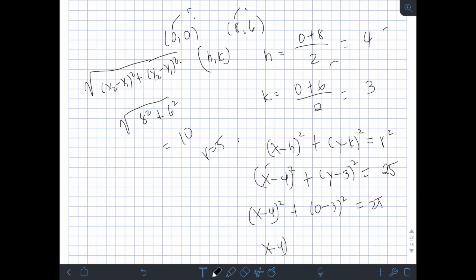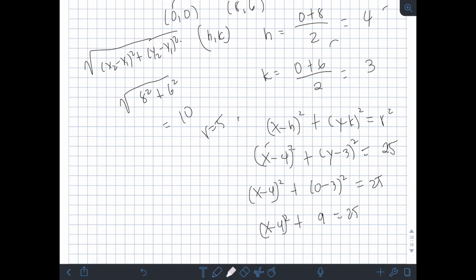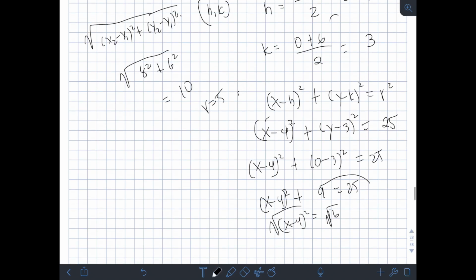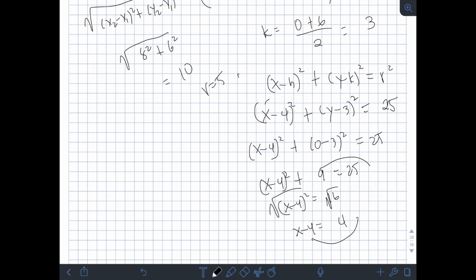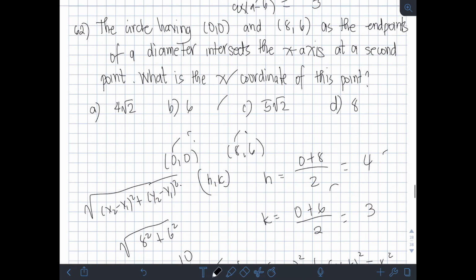So, we have (x - 4)² plus 0 minus 3 is negative 3, tas squared pa natin is 9, equals 25. So, transpose natin si 9. So, (x - 4)² is equal to 25 minus 9 is 16. Tapos, square root natin both sides, we have x minus 4 is equal to 4. And transpose natin dito si negative 4, we have x is equal to 4 plus 4 or simply 8. So, therefore, the x-coordinate is 8.